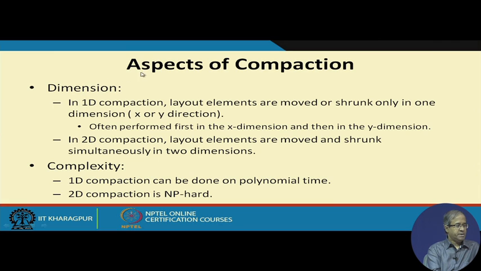Now, the basic idea is that when we say aspects of compaction, dimension is one thing, and of course, the time complexity of the algorithm is another thing. So, when you look at dimension, the simplest can be possibly one dimensional compaction, where we try to compact the layouts in only one dimension. The idea is very simple. Suppose I have a layout, I have my left edge, left to right I make a scan.